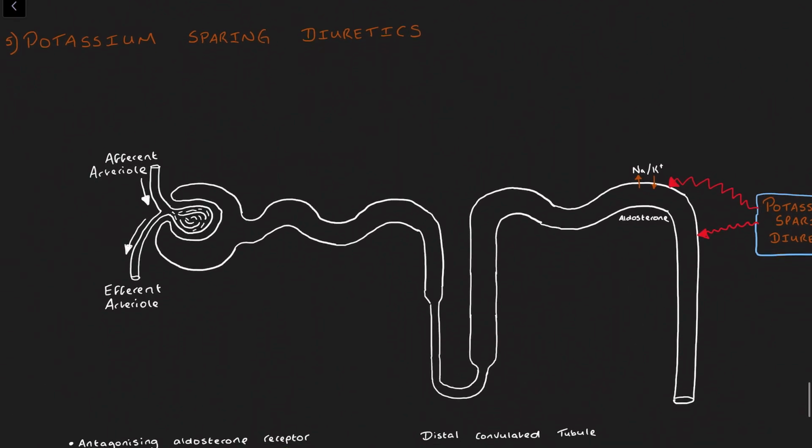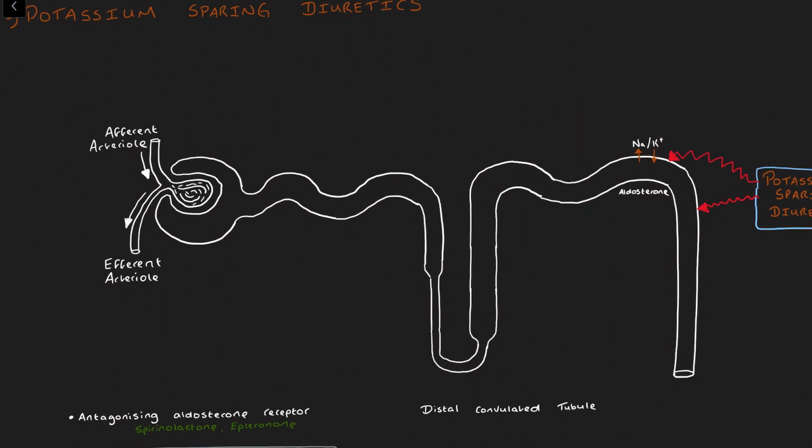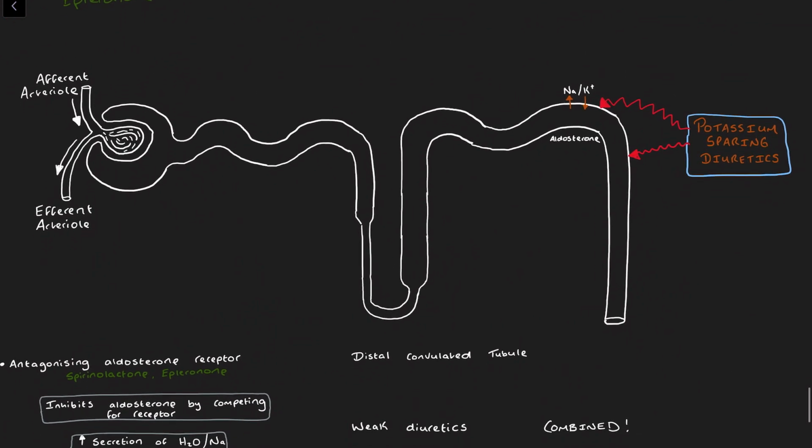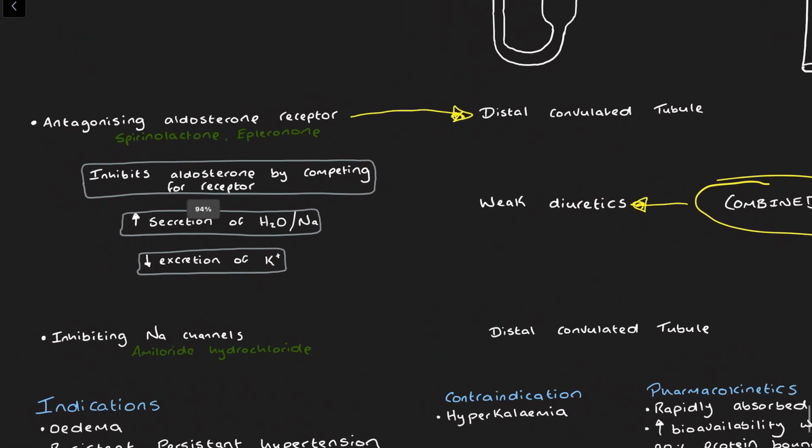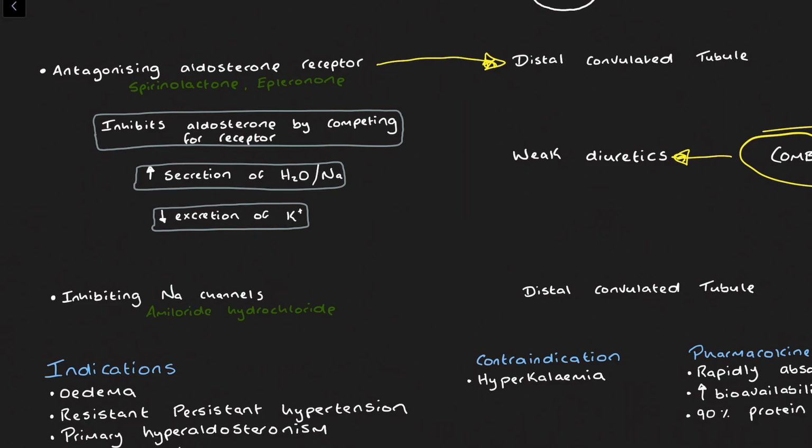Finally, we'll move on to potassium sparing diuretics. Examples include spironolactone, eplerenone, and amiloride hydrochloride. These work by antagonizing aldosterone in the distal renal tubules. Spironolactone is usually combined with other diuretics, as on its own it's a weak diuretic. Potassium sparing diuretics inhibit the effect of aldosterone by competing for the intracellular aldosterone receptor in the distal tubule cells.